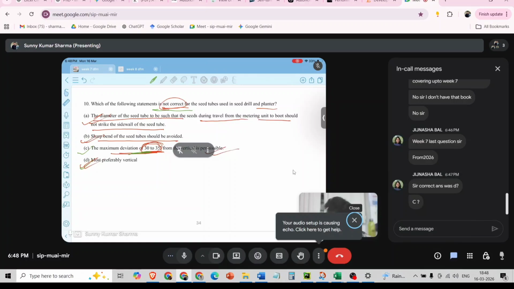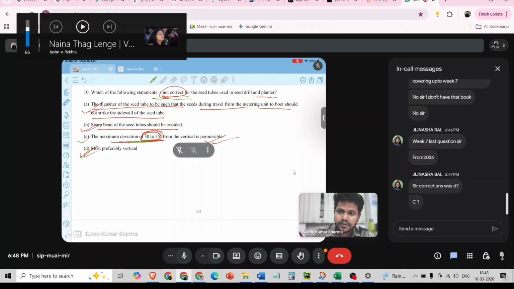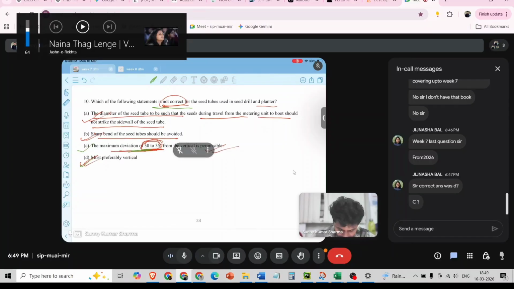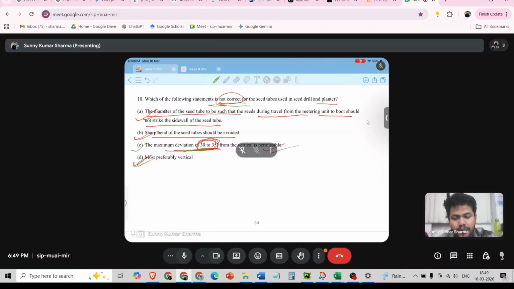So this time we had the question in week 7: which of the following statements is not correct for the seed tubes used in seed drill and planter? Options were like these three, and in D we had none of these. The answer we are getting in the assignment is D, but they have marked it incorrect. The answer should be C.